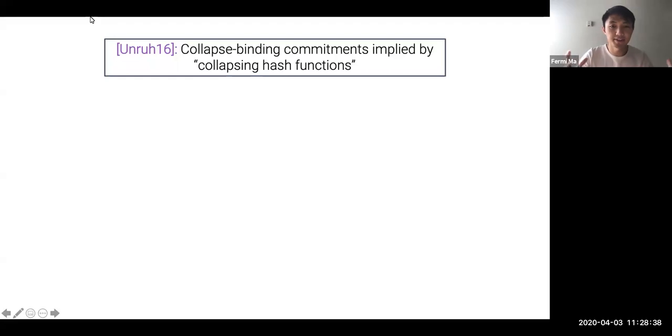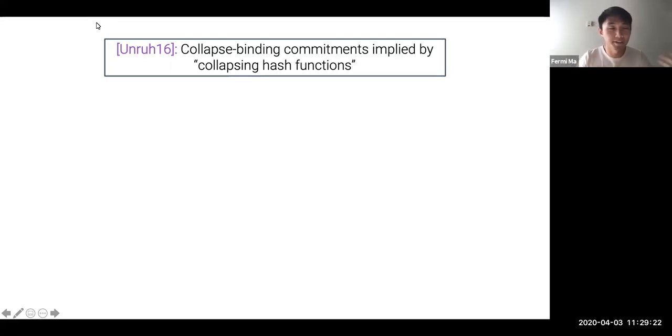Unruh shows that indeed these commitments meeting this new quantum definition of computational binding are called collapse binding, in particular because on one side you collapse the superposition over the M's. These collapse binding commitments are implied by things called collapsing hash functions. In the same way that a collision resistant hash function gives you your classical notion of binding, a collapsing hash function, which I haven't defined yet, gives you this notion of a collapse binding commitment. If you just use the hash function itself as the canonical commitment, you get this collapse binding property.